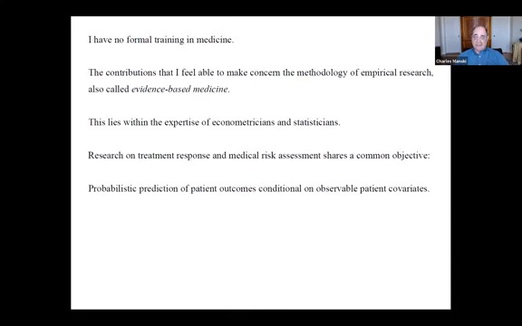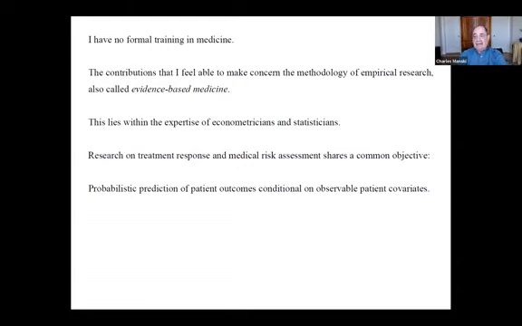Now, I have to have a disclaimer first, since I'm going to be talking about medical research. I have no formal training in medicine at all. In high school, I did not even have a biology course. I've never had a course in anything remotely like medicine. So how can I talk about this at all?